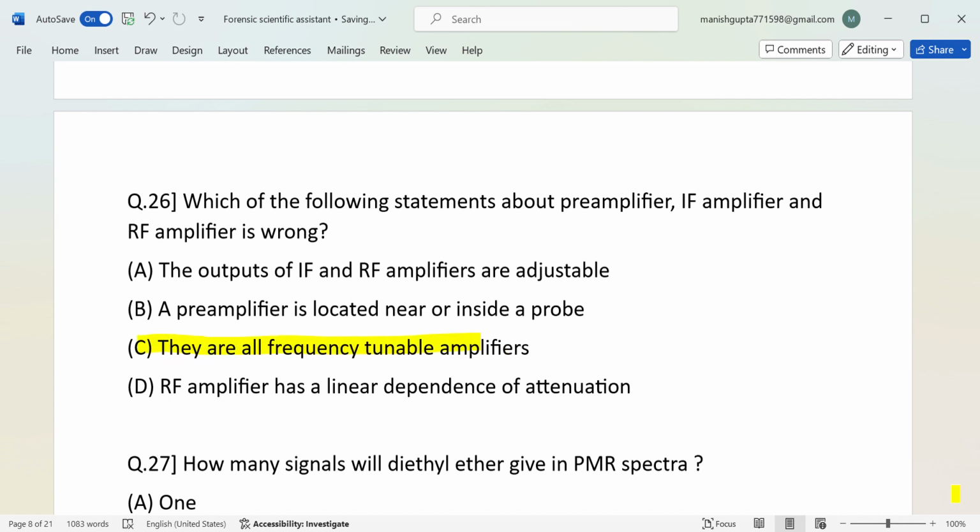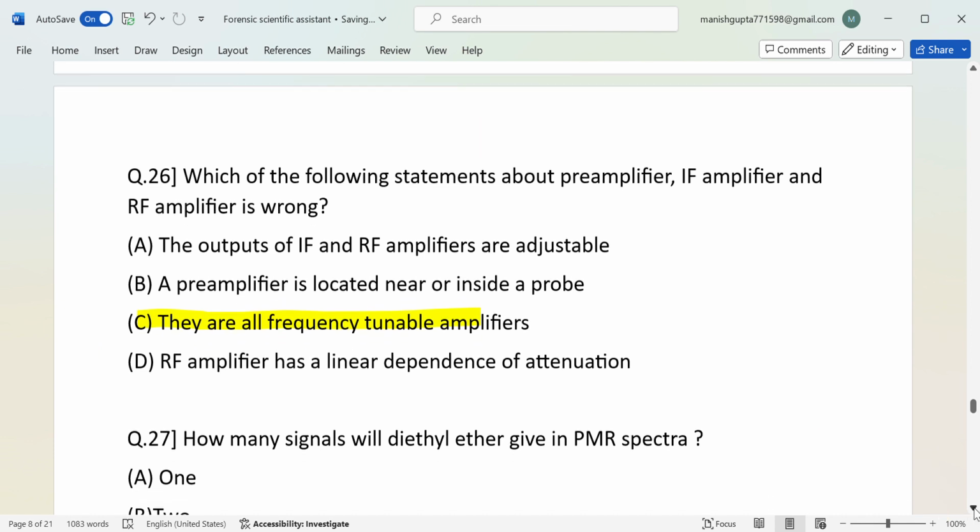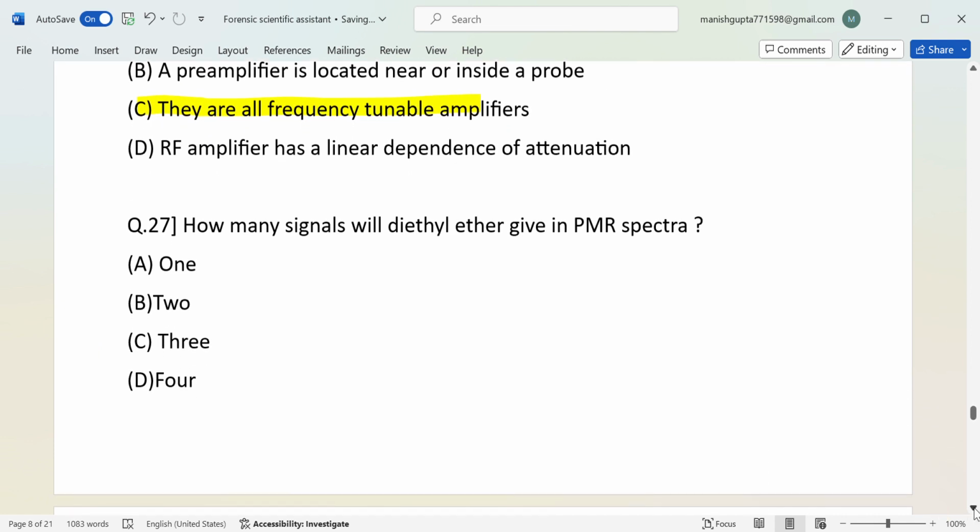Now we are going to see question number 27. In question number 27, how many signals will diethyl ether give in PMR spectra? Option A, 1, option B, 2, option C, 3, option D, 4. Diethyl ether is giving two signals in the PMR spectrum.